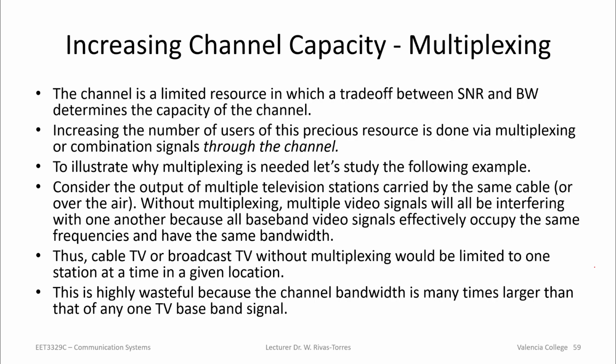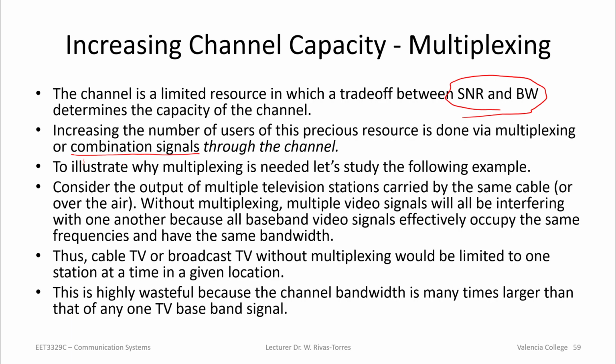So the channel, remember, is always going to be limited by the signal to noise ratio and the bandwidth, right? Signal to noise ratio and bandwidth is always limiting the capacity of our channel. Now, how do we increase the number of people or number of uses or users, right? We do that by combining. So multiplexing refers to a combination of signals, right? So let's give an example.